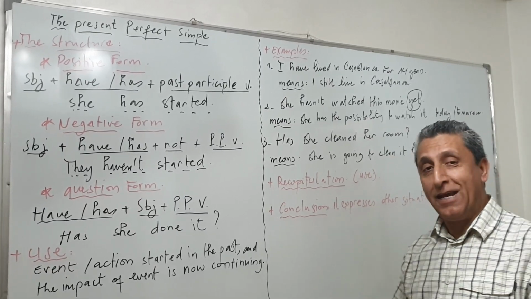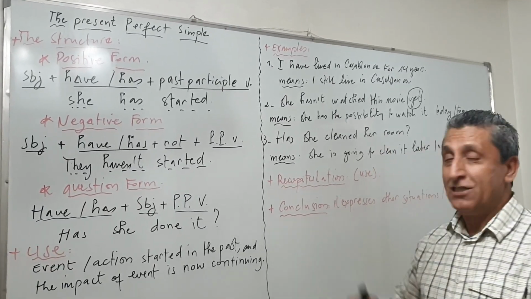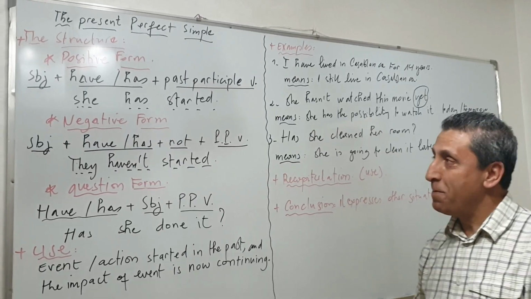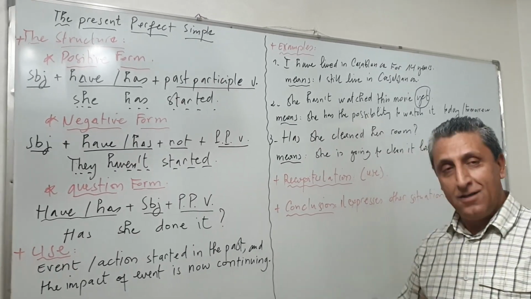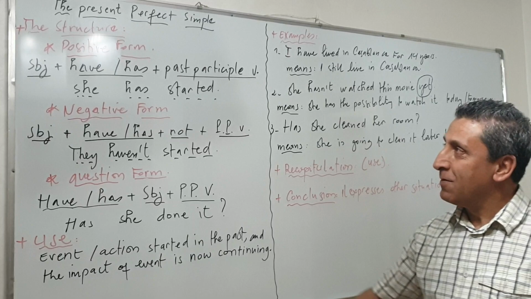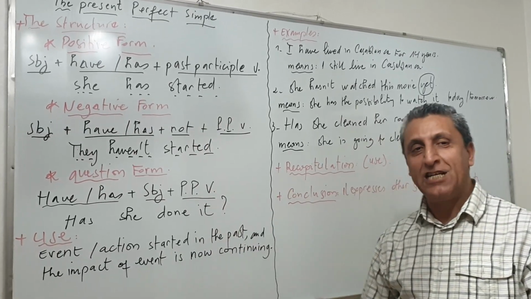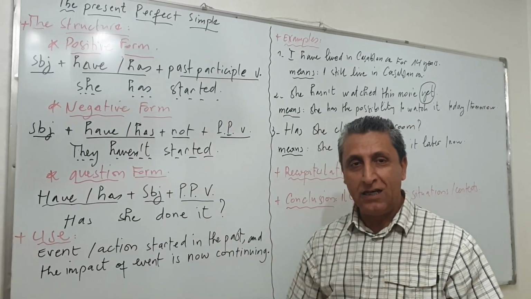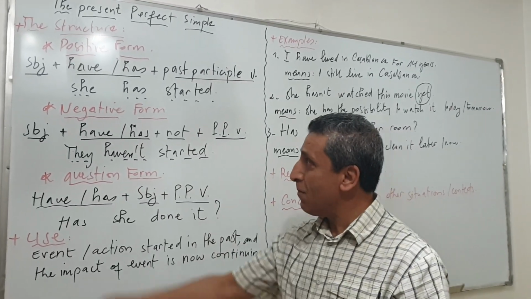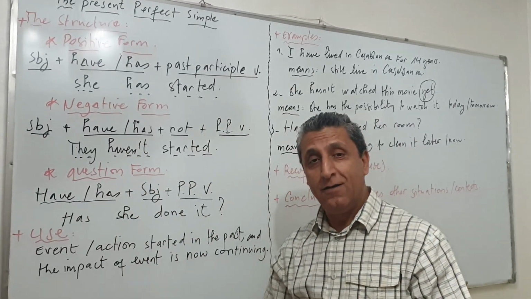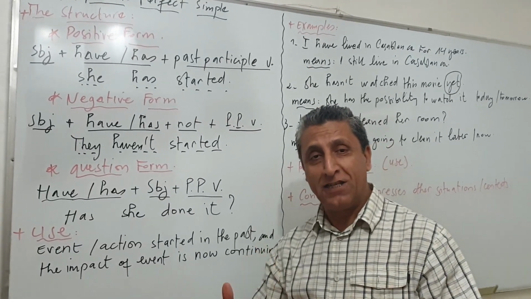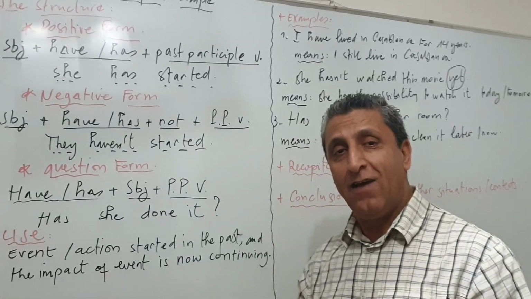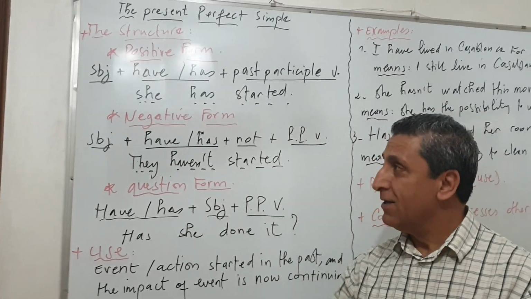So our lesson today is about the present perfect simple. Okay, let's get started. The first point I'm going to explain is the structure of the present perfect. Of course, when we say the structure, we talk about the positive, negative, and interrogative form.